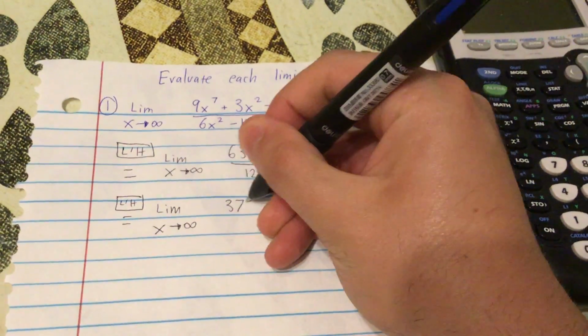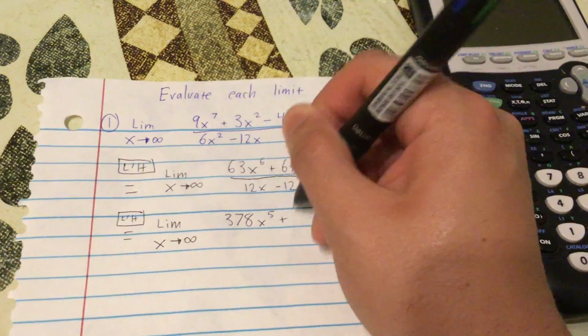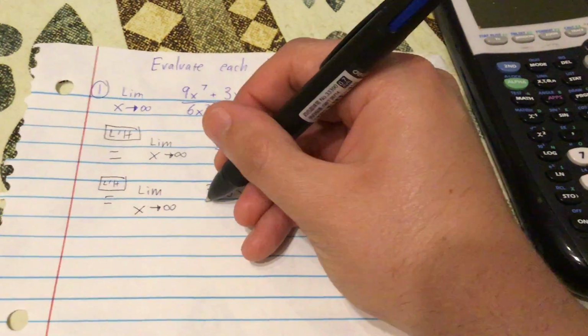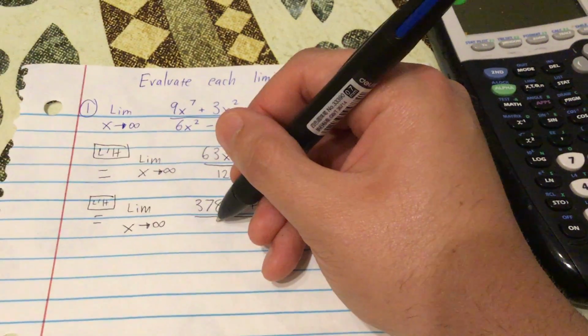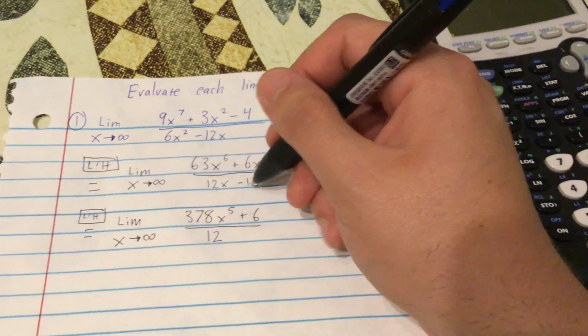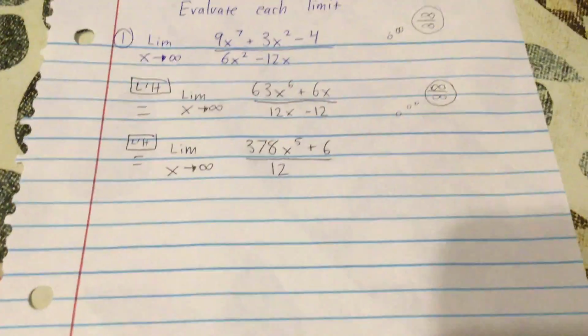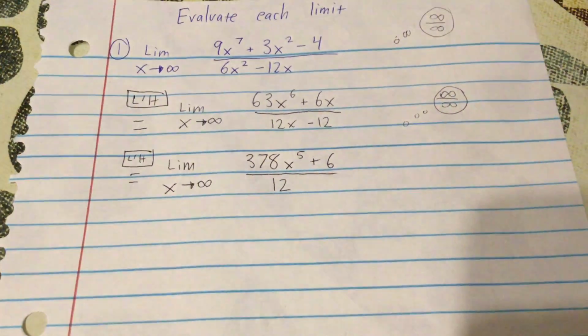So that's 378x to the 5th power. And the derivative of positive 6x is positive 6. And then the derivative of the bottom, 12x, is 12. And the derivative of negative 12 is 0. So, do I still get infinity over infinity?